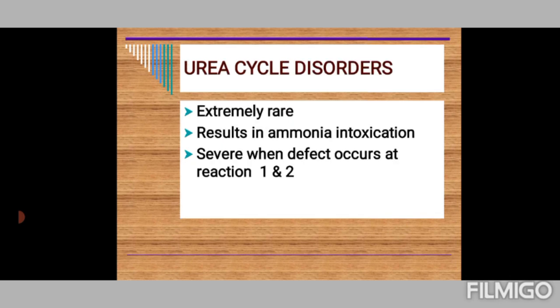And urea cycle disorders are there mostly because of deficiency of the enzymes concerned with the urea cycle. This is extremely rare and leads to ammonia intoxication. And there are two cases, the most common, even though this is rare. Hyperammonemia type 1, which is caused by the deficiency of carbamoyl phosphate synthetase 1, and hyperammonemia type 2 due to the deficiency of ornithine transcarbamylase.